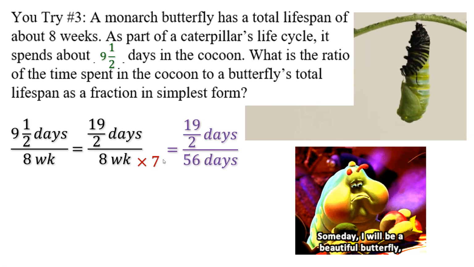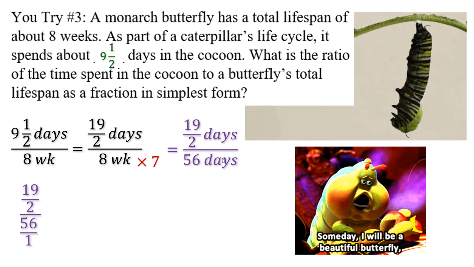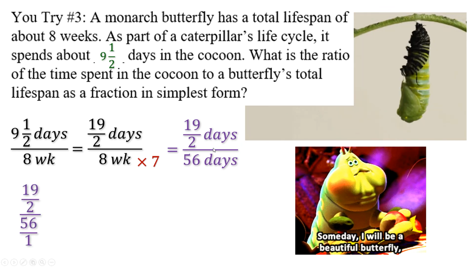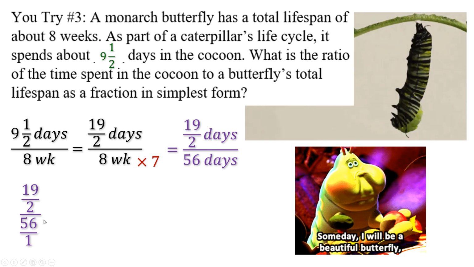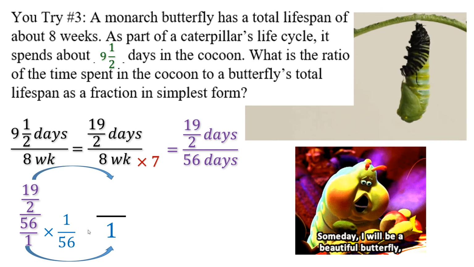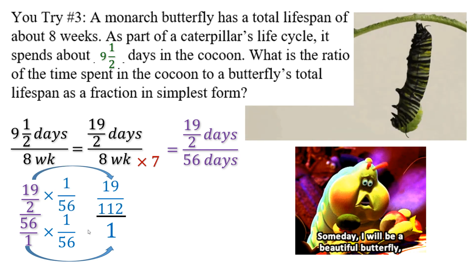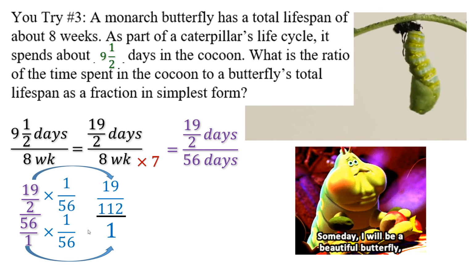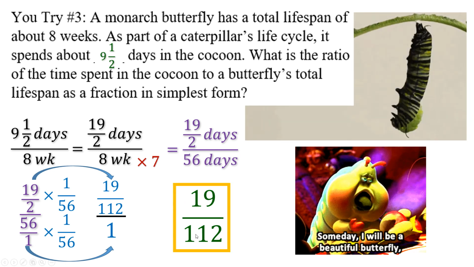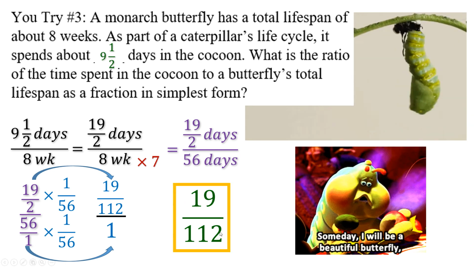So you're going to get 56 days. And now the units cancel out because they match. So we're going to have 19 over 2 all over 56 over 1. Multiply by the reciprocal: 19 over 112. And since 19 is prime and does not go into 112, that is the final answer.